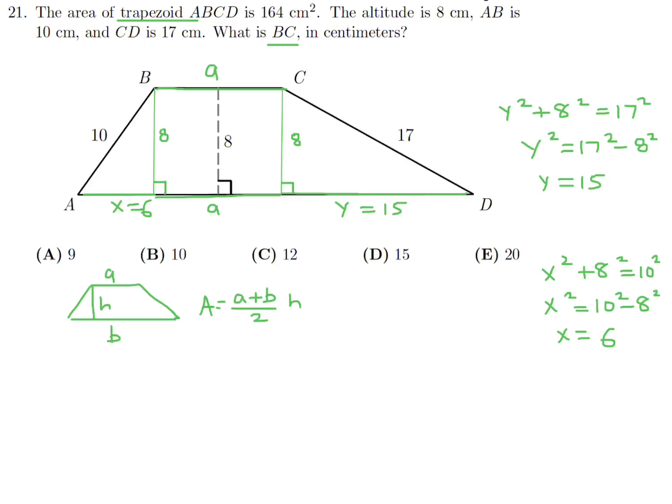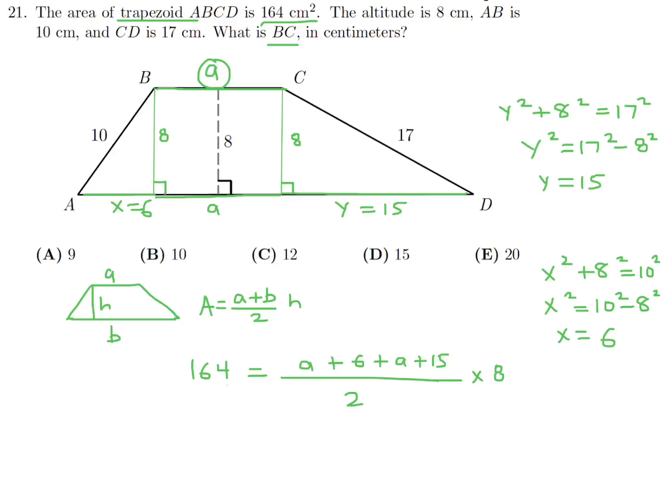All right? So if we use those numbers that I just figured out, our area will be A plus B, which is the entire length of the bottom right there, which looks like 6 plus A plus 15, correct? All over 2 times the height. And what's the height? It is 8. And that area, we are told, is 164. So I can put 164 there. And then now we just solve.